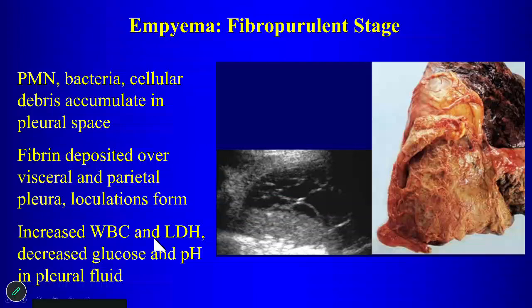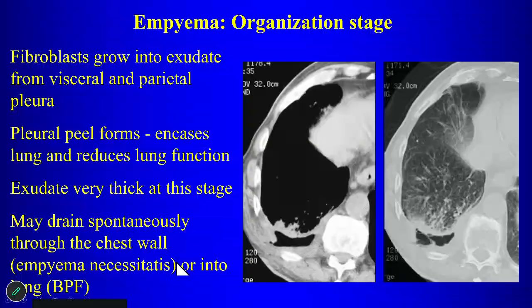In the fibropurulent stage, you have bacteria and debris accumulating in the pleural space. If you do an ultrasound, you will see septations. The fluid starts to get more complex. Now you will see decreased glucose and lower pH in the pleural fluid, increased white cells and LDH. In the organization stage, this is where the pleura starts to get thick. Fibroblasts grow into the exudate, so it's more of a chronic process. A pleural peel can form, thick visceral pleural thickening.